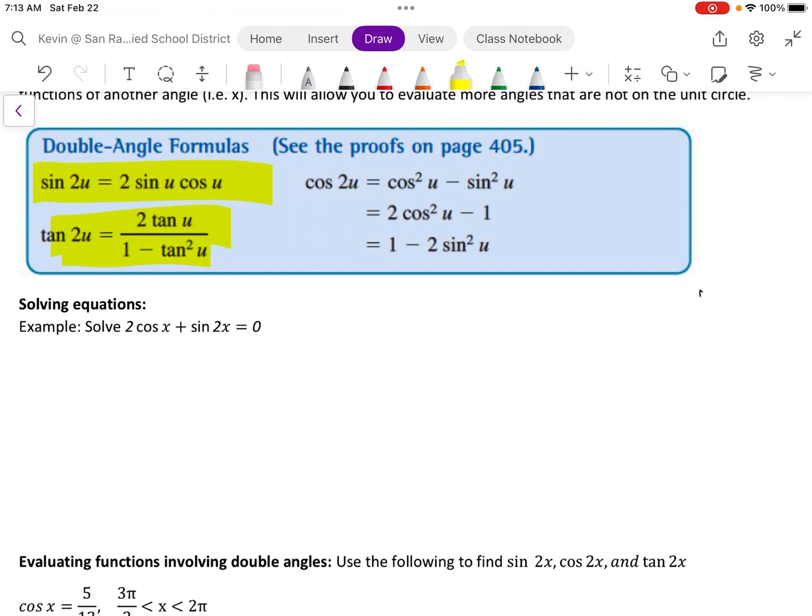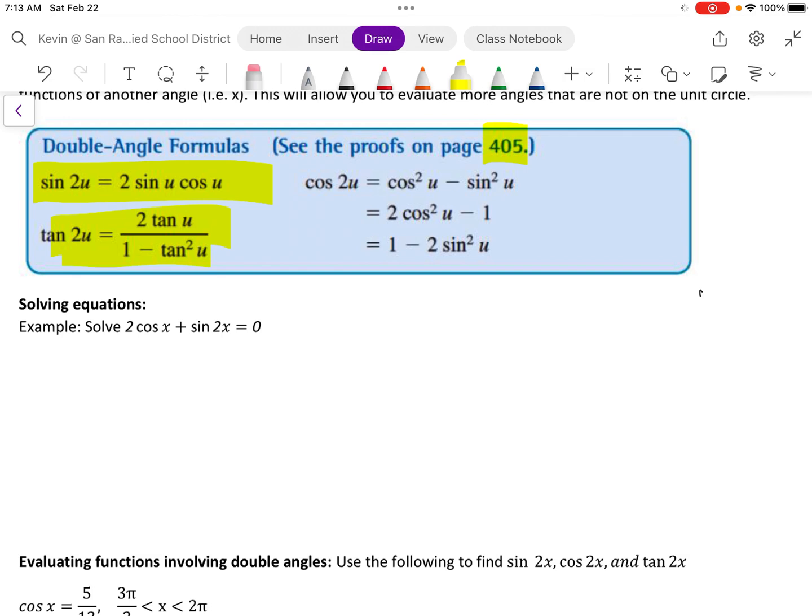need to understand them. The proofs of these are kind of cool. I think this is actually from your book. If you look at your book at page 405, the proofs on these are kind of neat. So sine of 2u is 2 times sine of u cosine of u, tangent 2u equals 2 times the tangent of u.